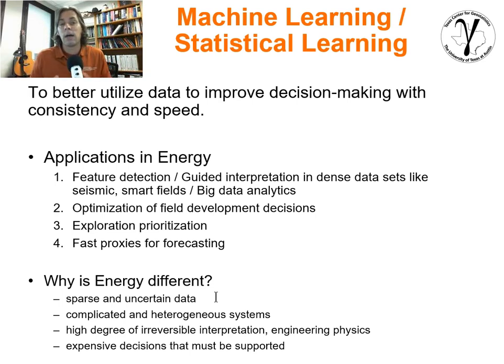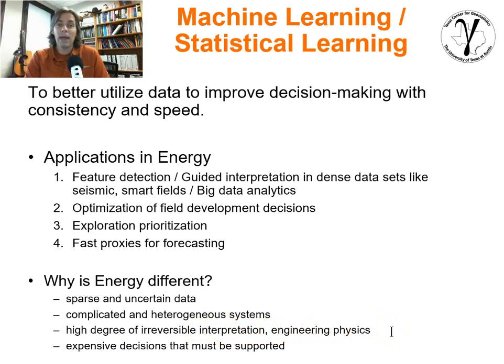I've seen a variety of tech type groups go into energy companies and say, just give us your data, we're going to do this. And then what I think they're not recognizing is that there is the need for that interpretation, the kind of qualitative assessments that go along with the data. So complicated heterogeneous systems, massive systems, sparsely sampled, uncertain. High degree of irreversible interpretation, engineering, physics.